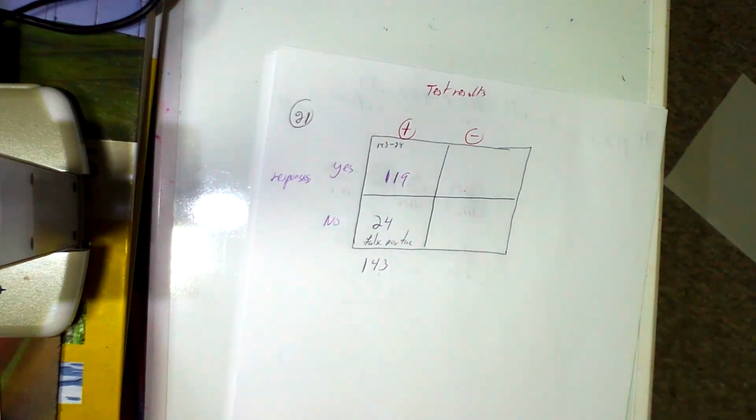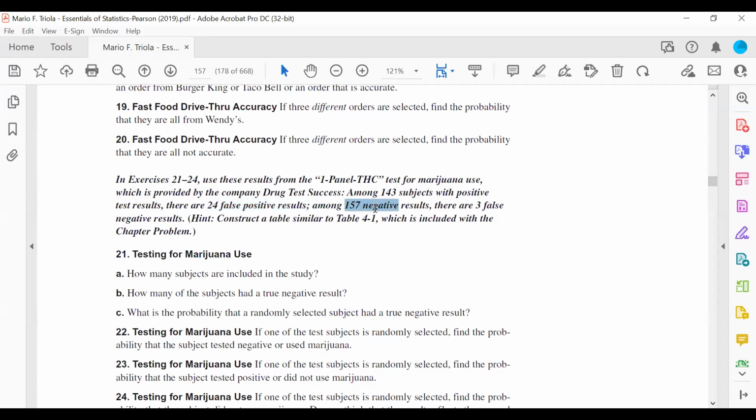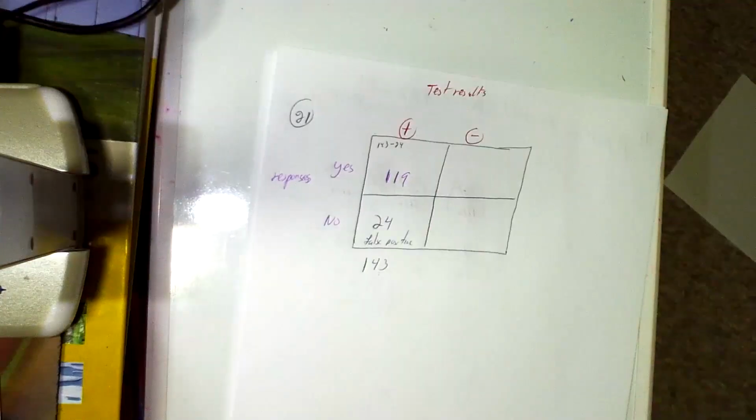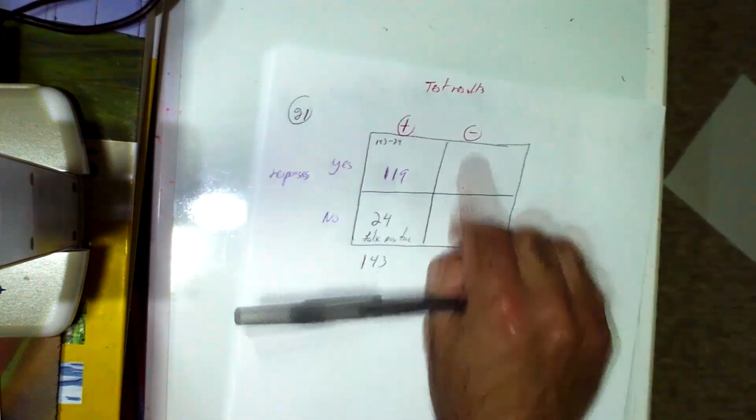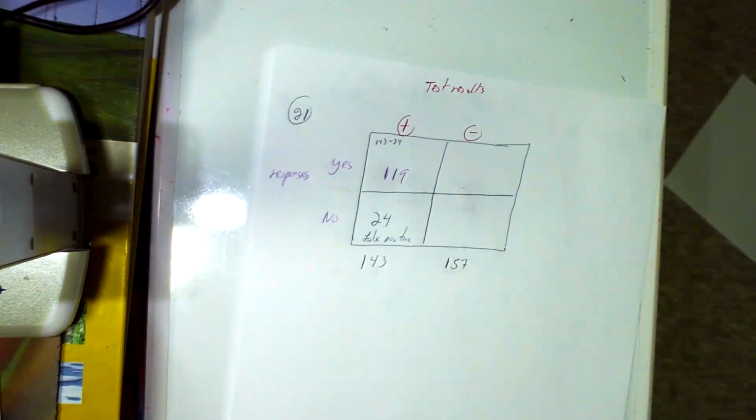All right, let's go back to the problem. Let's do the second part. It says among the 157 negative test results, 157. So where does that 157 go? 157 goes, it's the total of column negatives. 157 goes here. The total, 157.